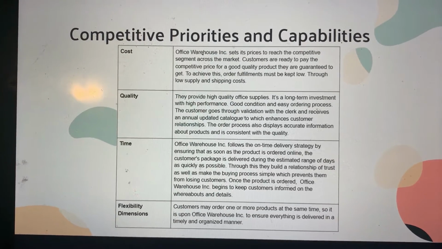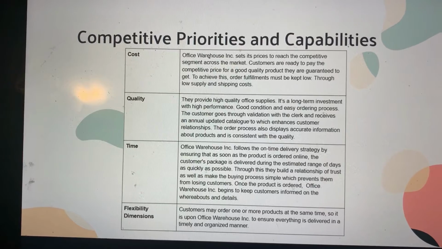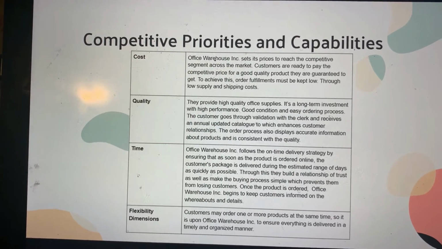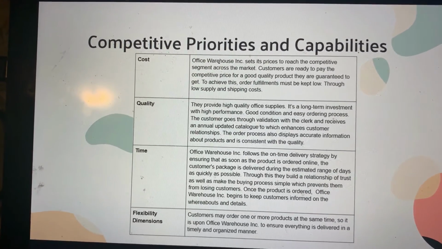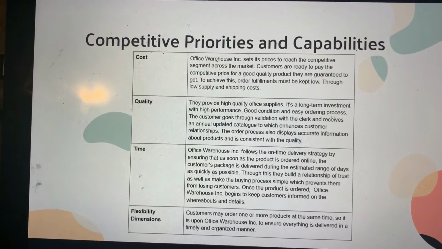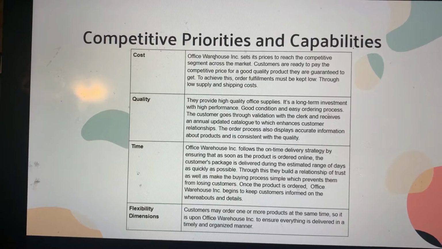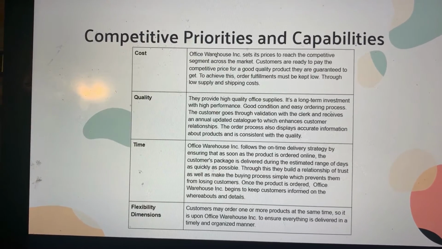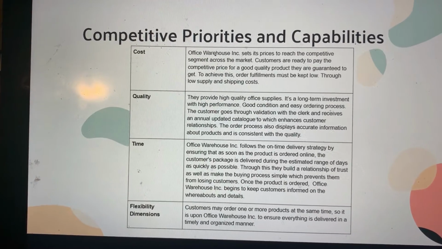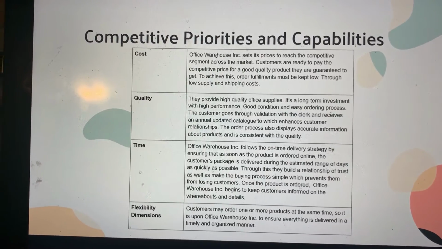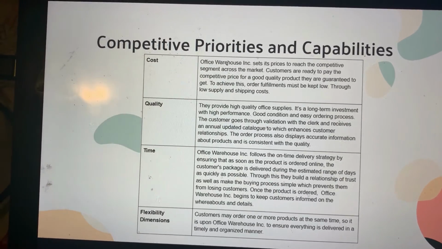Another competitive priority is time. They make sure the products are delivered as quickly as possible, which attracts customers to purchase their products again. The last competitive priority that Office Warehouse uses is the flexibility dimension, which allows customers to order as many products as they want in a variety of sizes.